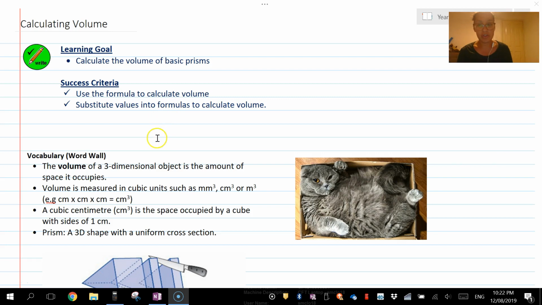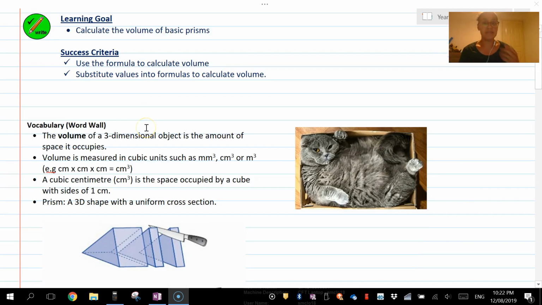So first of all, volume is the amount of space occupied by a 3D object. Now, if you think about it, it's a 3D object, so it's got length, depth, and height, or width, depending on who you are, what you're going to say. So if it's got 3 dimensions, it's going to have its length, its width, its height, therefore it's going to be centimeters cubed.